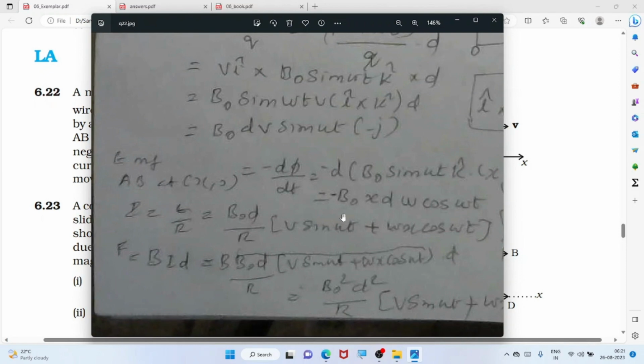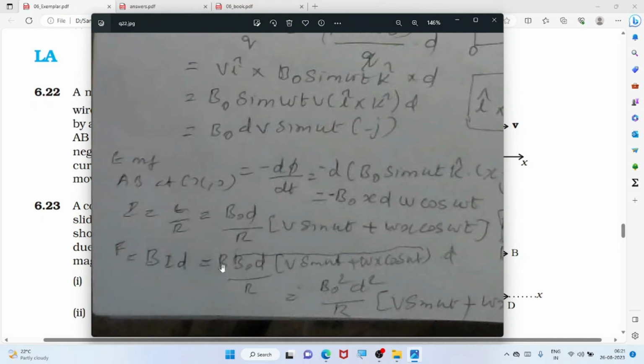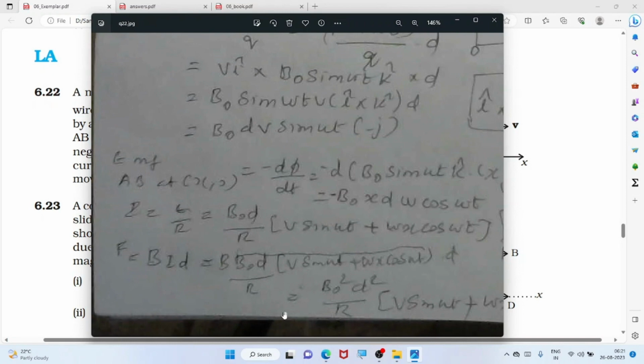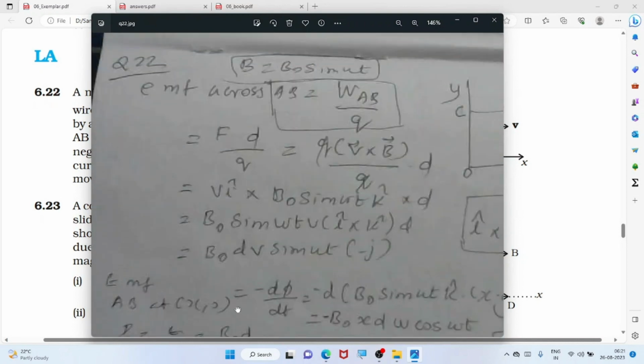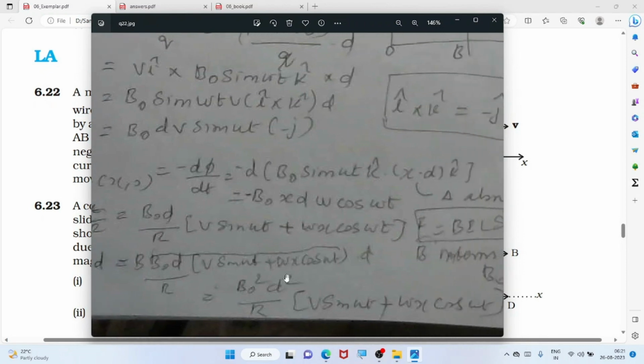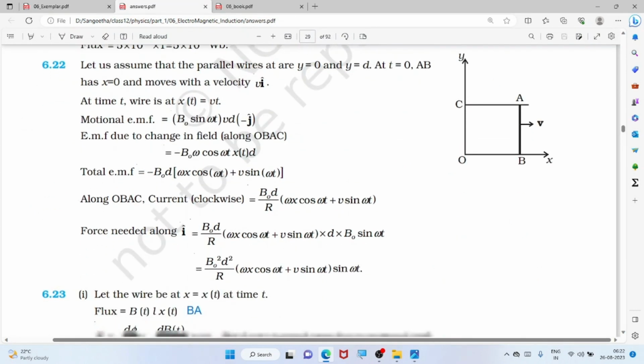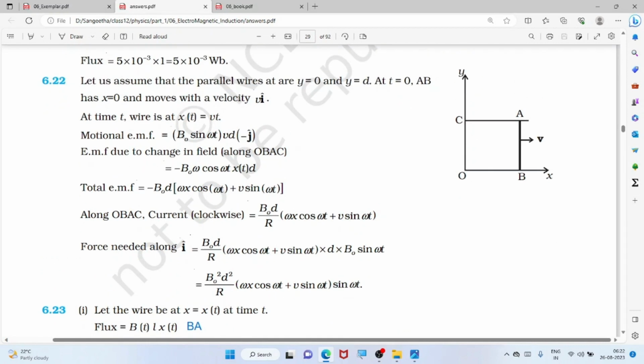Force equals B I D. This is the force on a current carrying conductor in a magnetic field. This portion, the I, we are substituting here: B, then I, then D. Now for the B we have to substitute this. So after substitution you will get this answer. They have given the answer here.